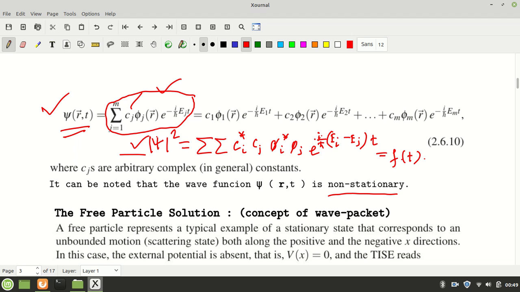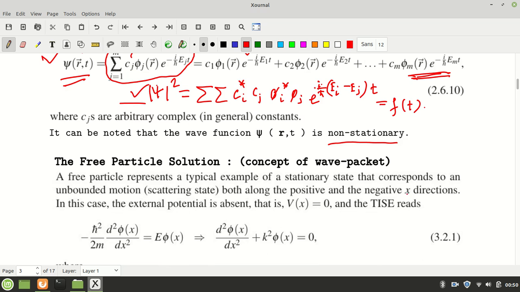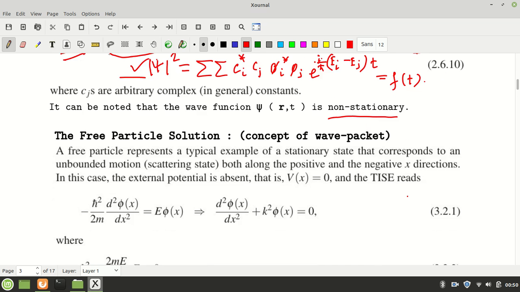So psi, the general solution of the Schrodinger equation, is not a stationary one. But the particular solutions, this one or this one or this one, are stationary states, because for those cases the probability density for that particular state is not a function of time. So these are stationary, but the total or general Schrodinger equation solution is not stationary. So this concludes the topic of stationary state and the time independent Schrodinger equation.